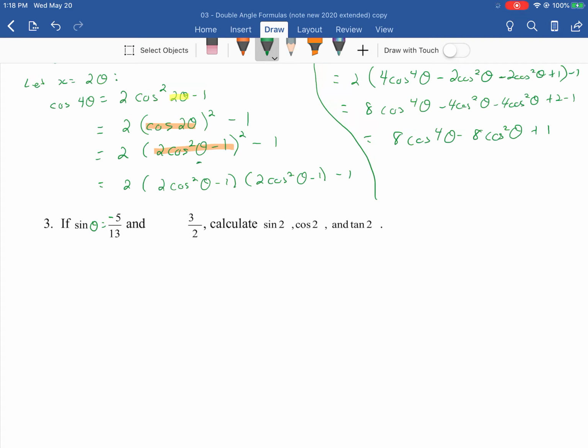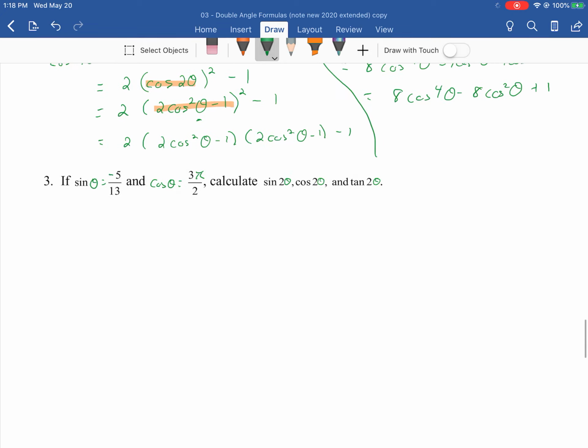Okay, next question. This one's a lot like last day's problems. It says if sine theta is negative 5 over 13 and theta is between pi and 3 pi over 2, and those little symbols didn't come out in this version of the lesson, find sine 2 theta, cos 2 theta, and tan 2 theta.